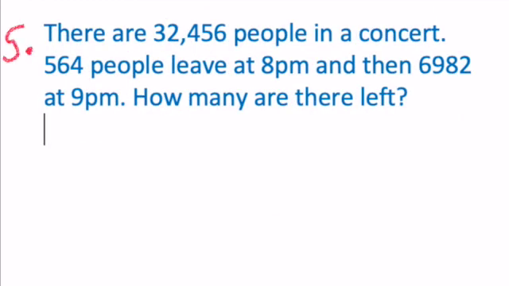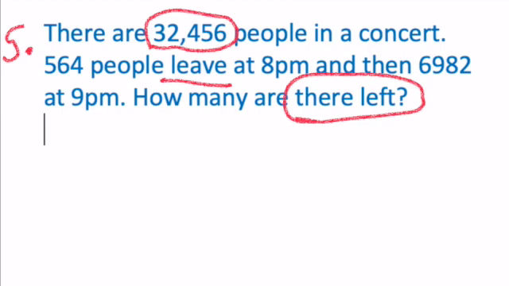This is question 5. There are 32,456 people in a concert. 564 people leave, keyword, at 8 p.m. and then 6,982 at 9 p.m. So the concert starts with 32,456 people, and then 564 people leave, and then another 6,982 leave. How many are there left? Press pause while you think about this.